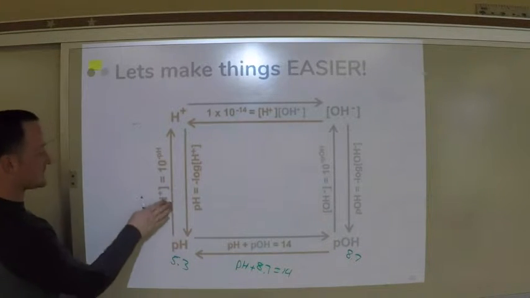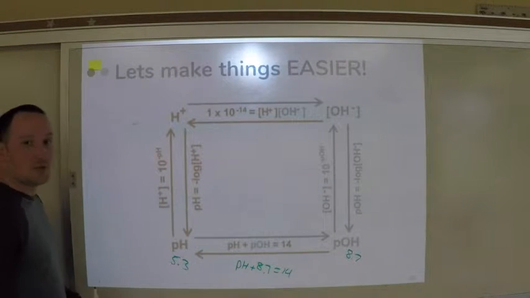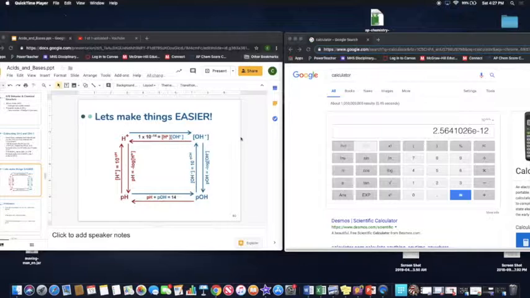In order to do that, it says to find my H plus, I need to take 10 to the negative pH. Okay, so I'm going to show you how to do that on your calculator. So in this problem, I have my pOH, it's 8.7, and I need to convert to my H plus, which is over here. So the first thing I'm going to do is convert from pOH to pH.